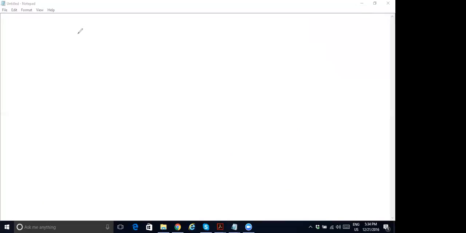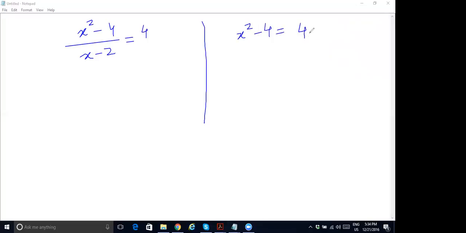Now, the question that we were doing is x square minus 4 over x minus 2 equals 4. This is similar to, or the same as, x square minus 4 equals 4 times x minus 2. The answer to the question on the left is no real solution, and the answer to the question on the right is x is equal to plus 2.